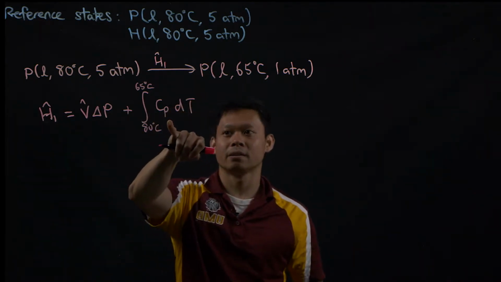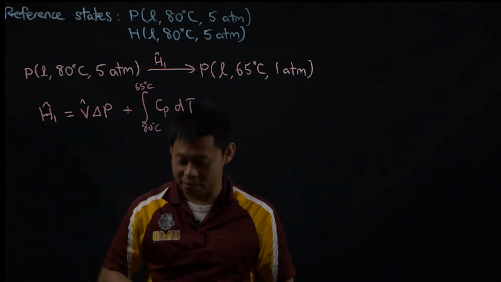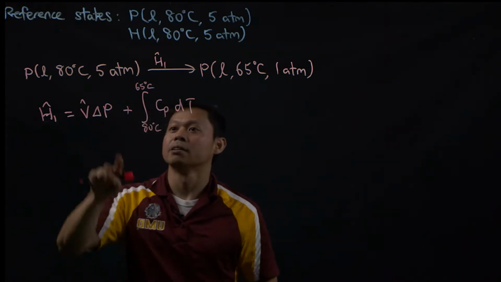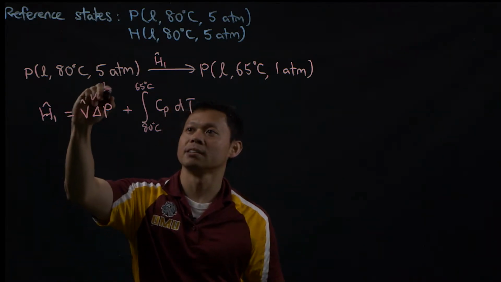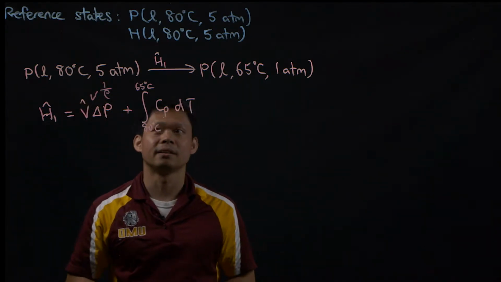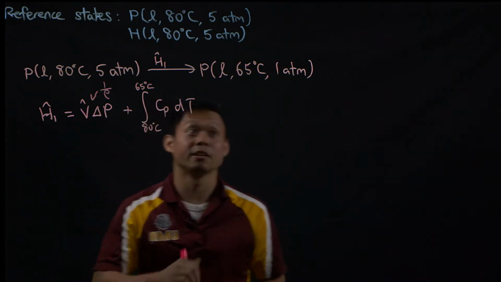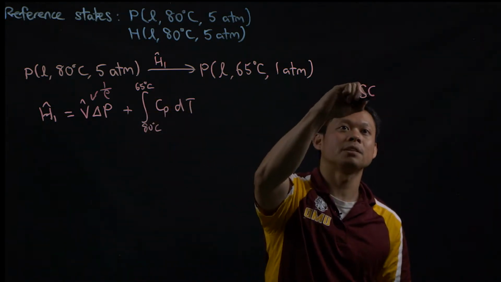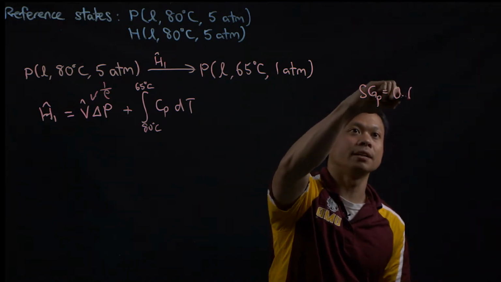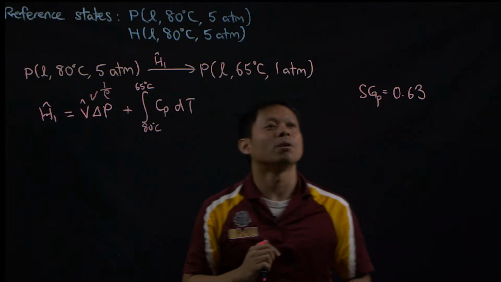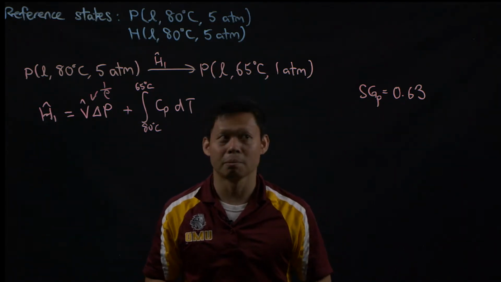From here we can get the correlation from table B2. But before that, let's evaluate this V hat delta P down here. Remember that V hat is essentially 1 over your density. So we need the density of our pentane. We can look up the specific gravity of pentane, and you'll see that it is 0.63. All we need to do is multiply this by 1,000 to get it to kilograms per meter cubed.